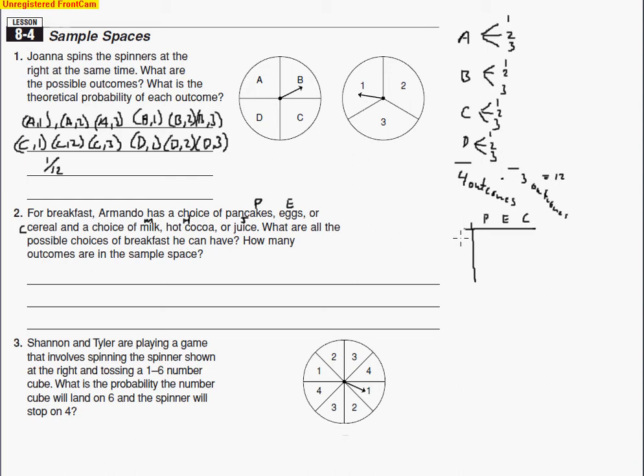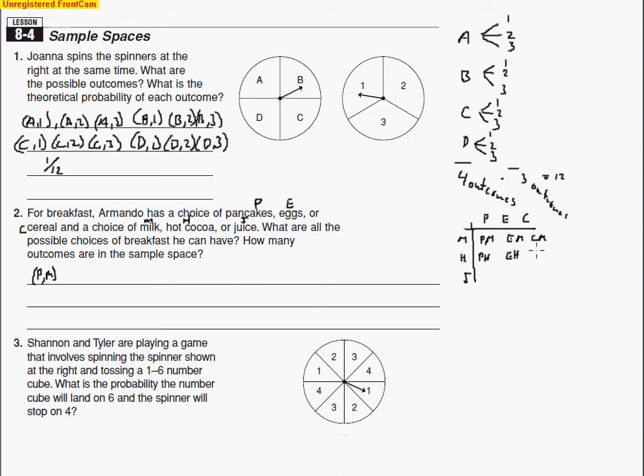Over here we've got milk, we've got hot cocoa, H, and we've got juice. So our different choices, we could use this to write down like PM, which stands for pancakes and milk. And that would be one of our outcomes here, pancakes and milk. And then we'd also have eggs, milk, so EM.